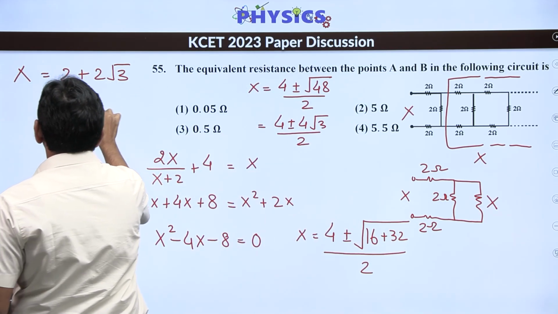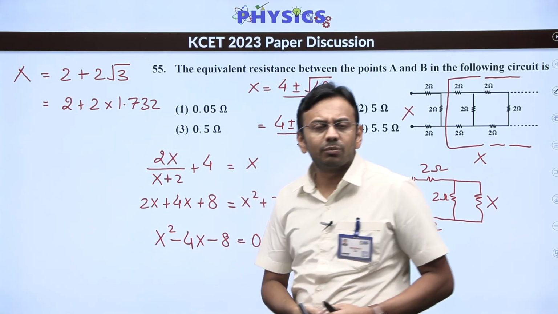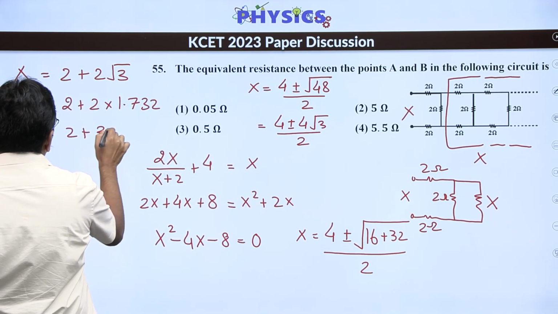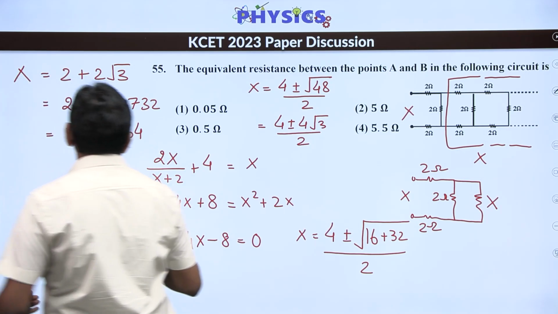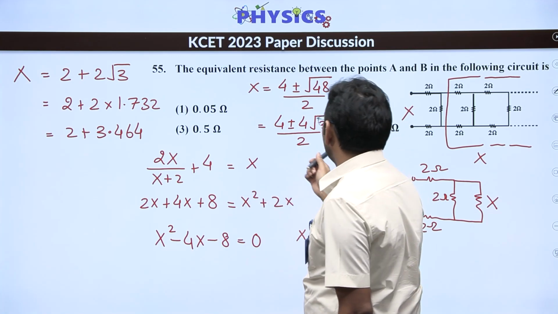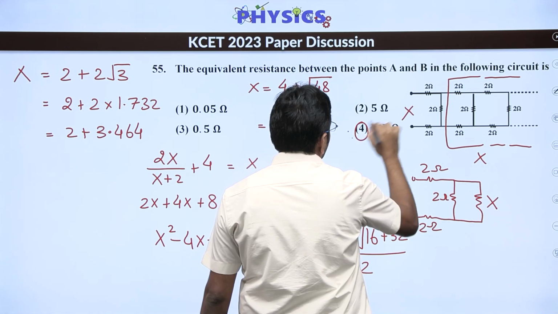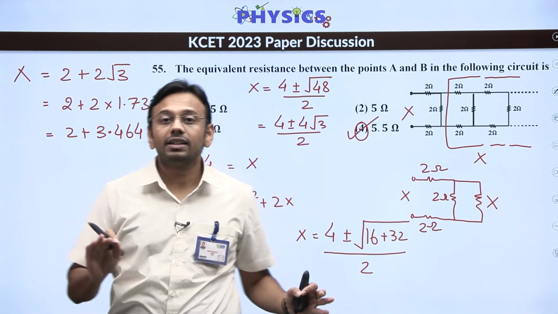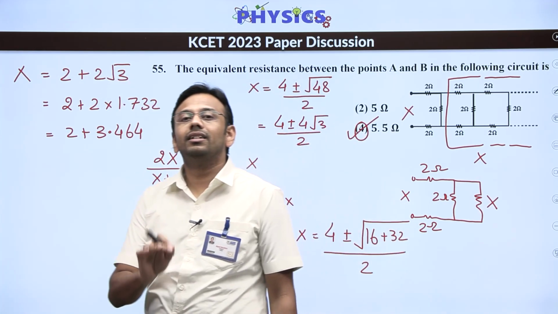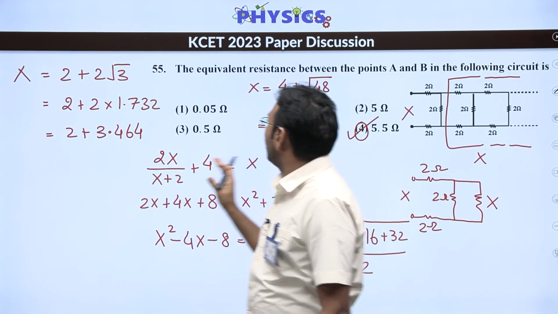2 plus 2 into 1.732, even if you take just 1.73, it's fine. So this becomes 2 plus 3.464, which will become 5.464, and the closest answer which we can see is 5.5, and therefore we'll mark this answer. Okay. So the actual result which we are getting is this 2 plus 2 root 3, which we have to calculate and get the closest possible value like this. Alright. So this question is also done.